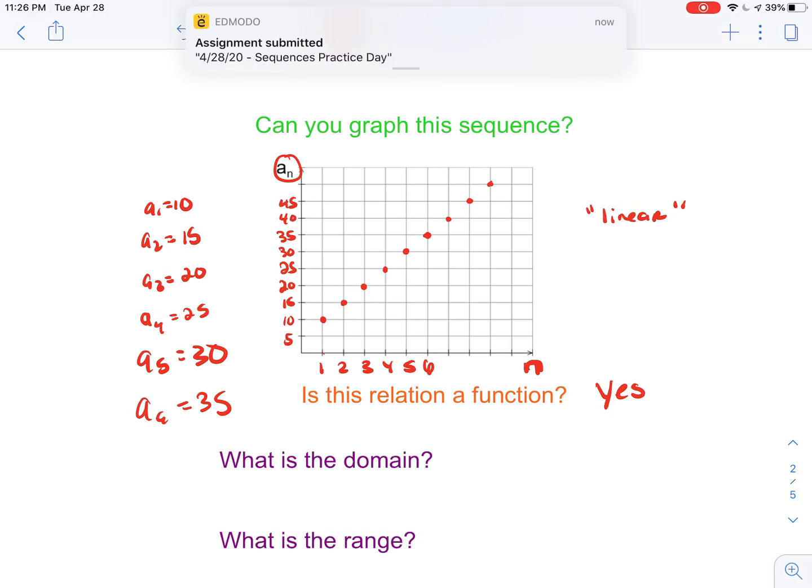So now if it's a function, we should be able to identify what the domain is and what the range is. So are there any restrictions on my domain?